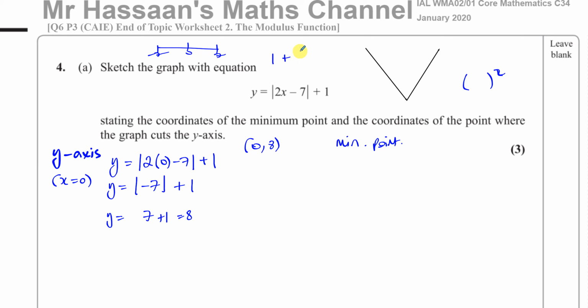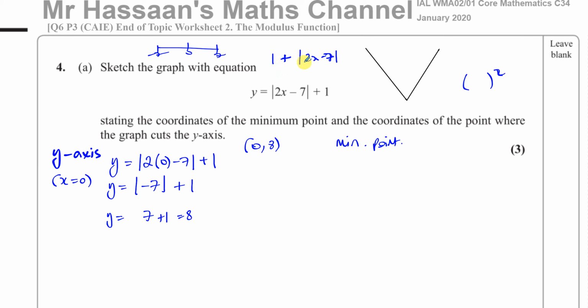This is like 1 plus the modulus of 2x minus 7. Now you're always going to add something to 1, and the thing that you add to 1 is always going to be positive, because whatever comes out of this is positive. So you'll never be taking away anything from 1. So 1 will be the minimum point for the y.